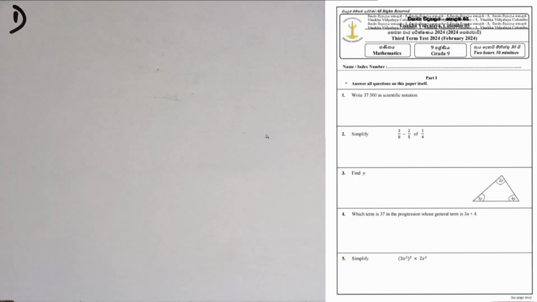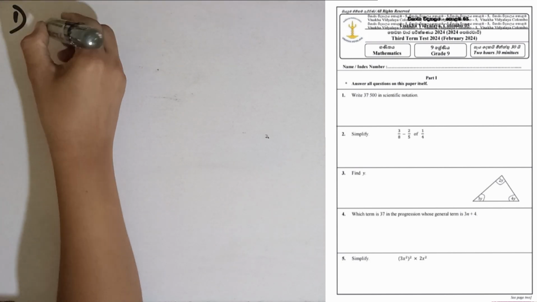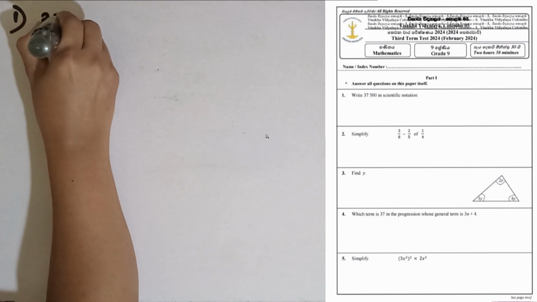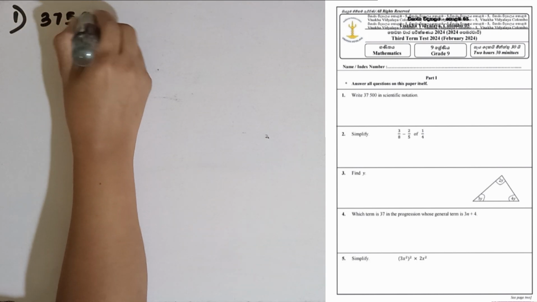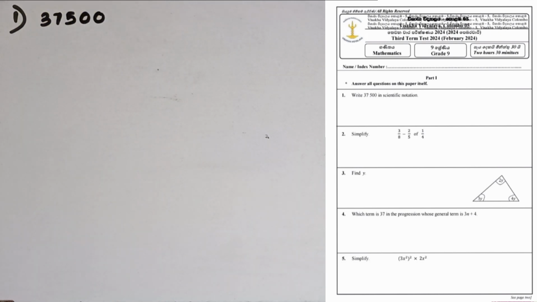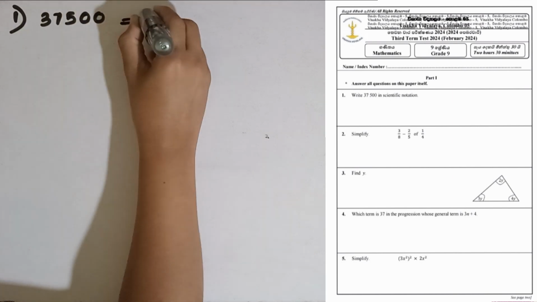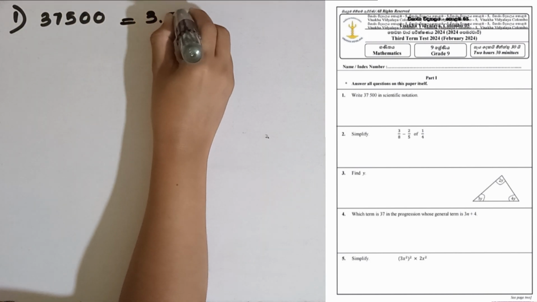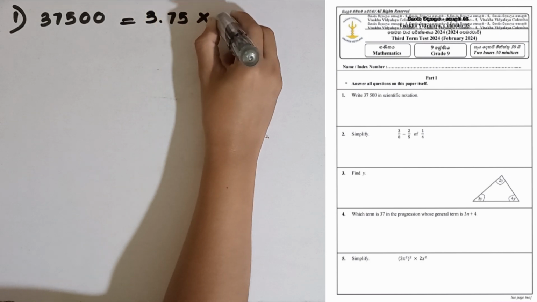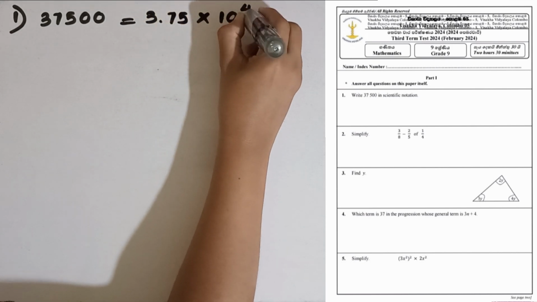First question, write 37,500 in scientific notation. When writing a number in scientific notation, we have to write it as a product of a number between 1 and 10 and a power of 10. So this can be written as 3.75 multiplied by 10 to the power 4.